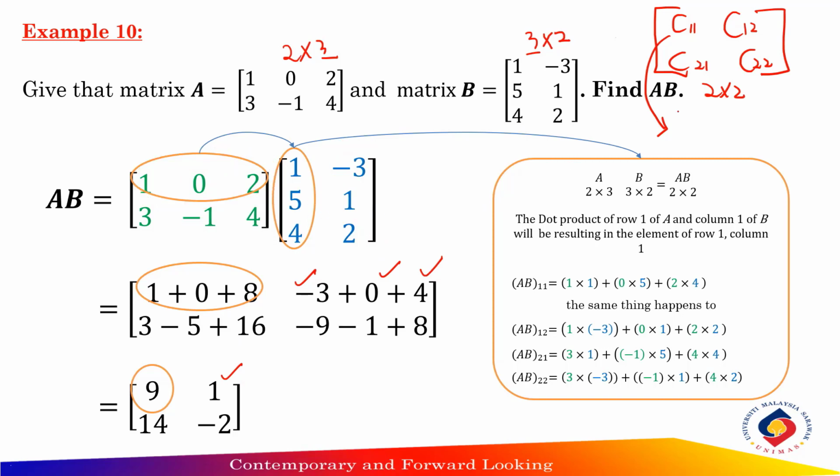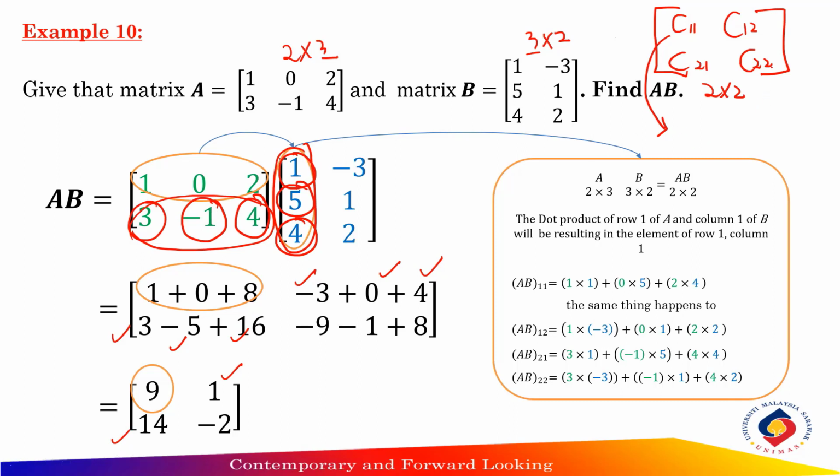Next, to get the element at row 2 column 1, we multiply row number 2 of matrix A with column number 1 of matrix B. As you can see here, we have 3 times 1 is 3, plus negative 1 times 5 is negative 5, plus 4 times 4 is 16. Then the result is 14.